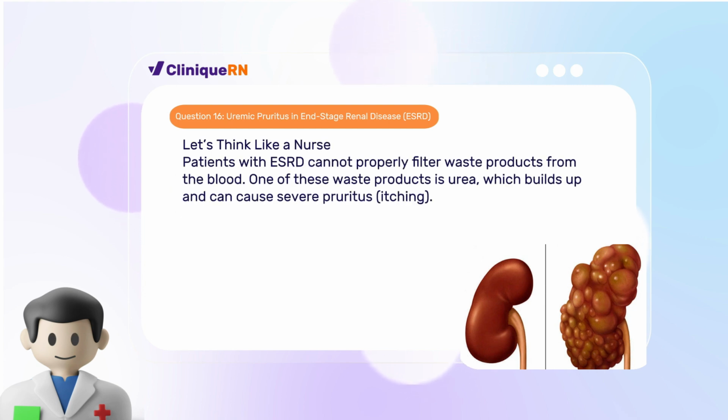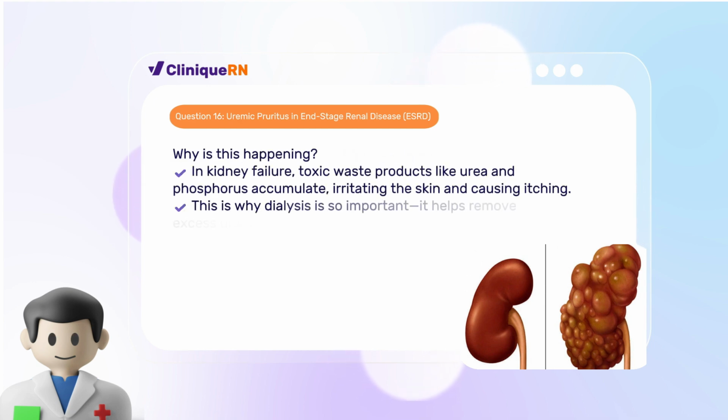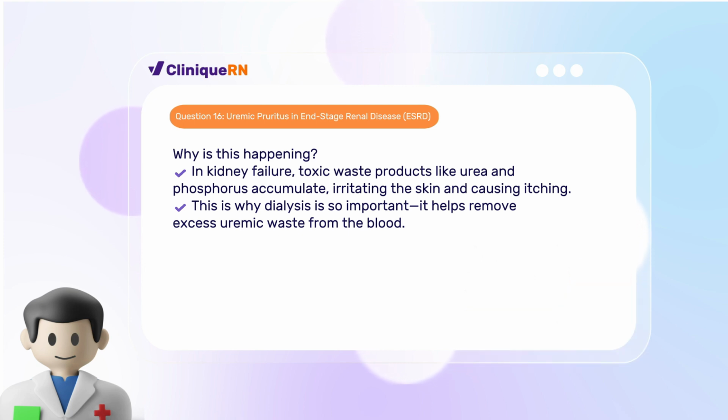Patients with ESRD cannot properly filter waste products from the blood. One of these waste products is urea, which builds up and can cause severe pruritus, itching. The correct answer is C. Uremic toxins. Why is this happening? In kidney failure, toxic waste products like urea and phosphorus accumulate, irritating the skin and causing itching. This is why dialysis is so important. It helps remove excess uremic waste from the blood.